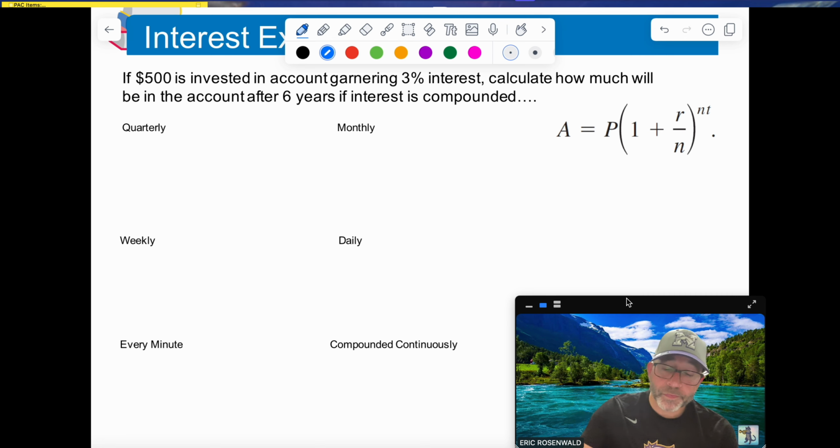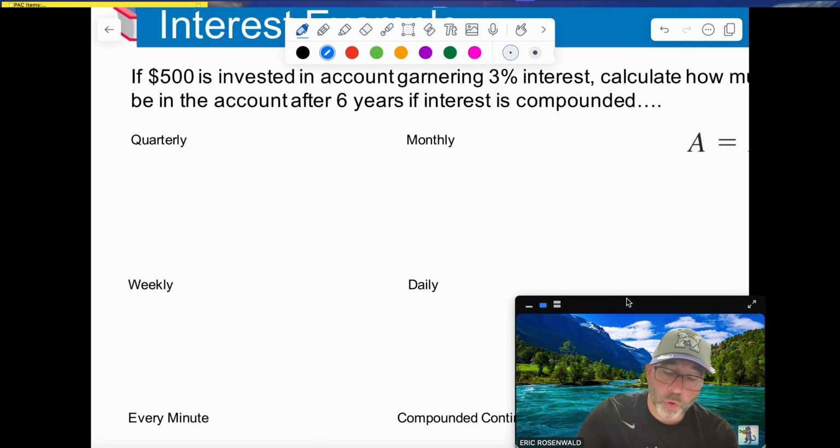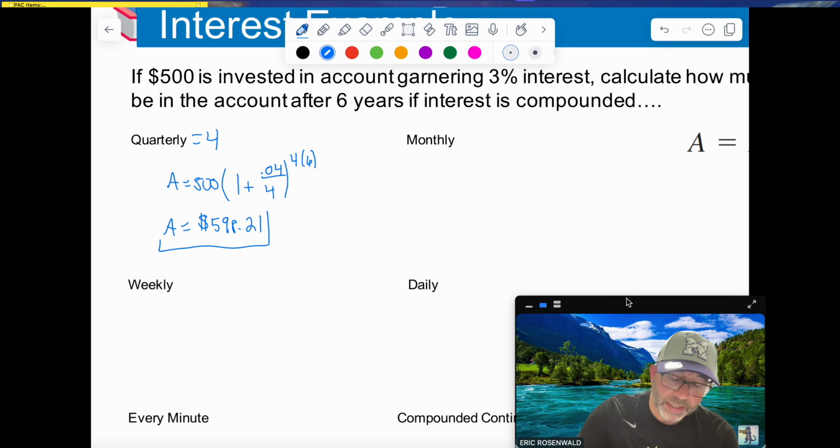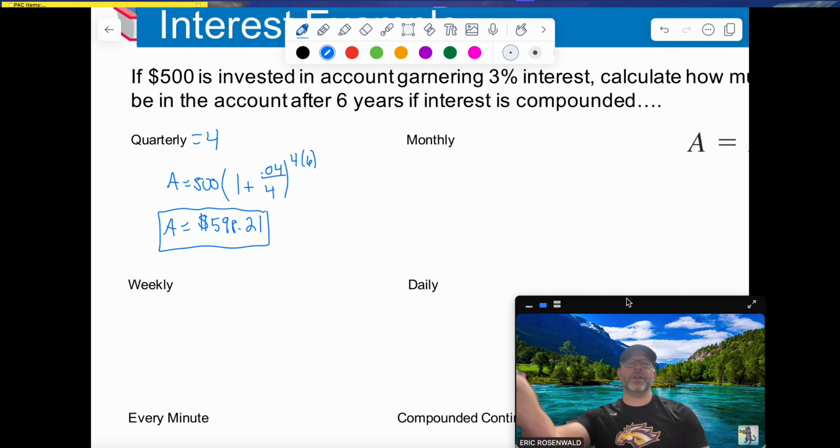Here's why. If I take $500 and I put it in quarterly, that means it happens 4 times a year. I'm going to have A is equal to 500 times 1 plus 0.04 divided by 4 raised to the 4 times 6. And if we put this into our calculator, you're going to end up with $598.21.